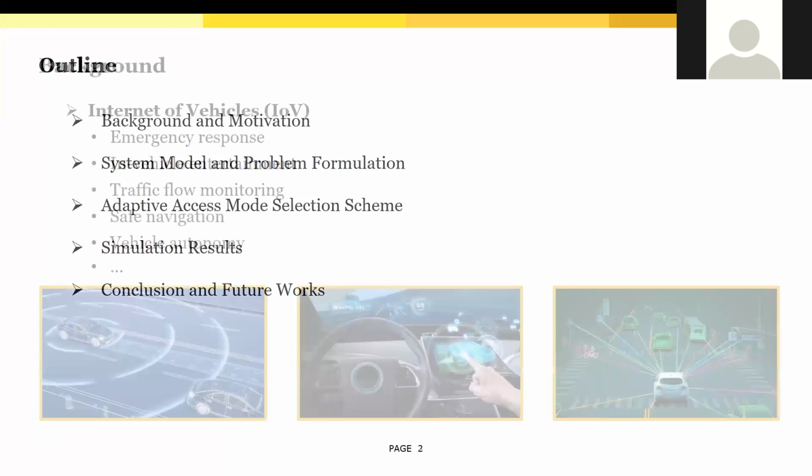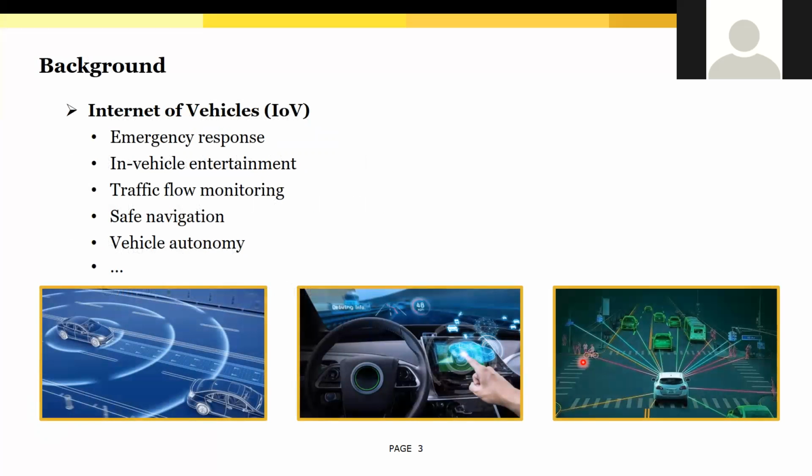As a typical network scenario in 5G and beyond networks, the Internet of Vehicles supports diverse vehicular services. I list some promising applications like emergency response, traffic flow monitoring, safe navigation, vehicle autonomy, and so on. Specifically, to support such diversified IoV services, vehicles exchange their critical information with each other or with edge and cloud servers. Therefore, such IoV services require lots of data to upload, which is challenging in future wireless networks.